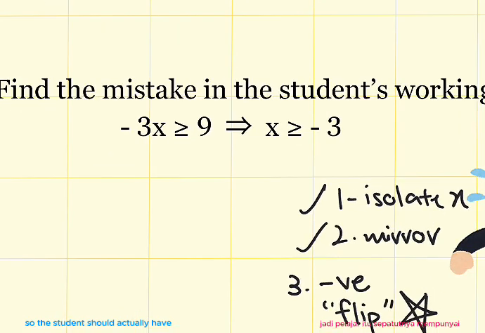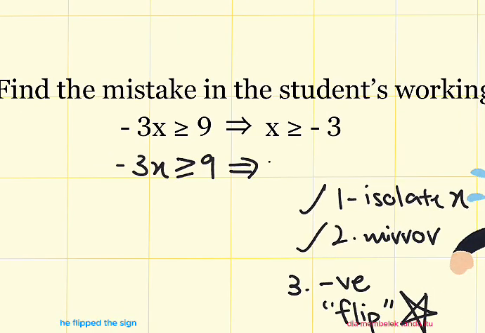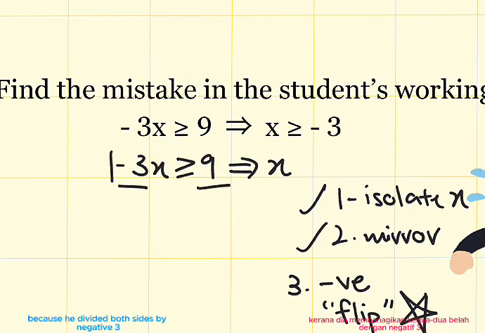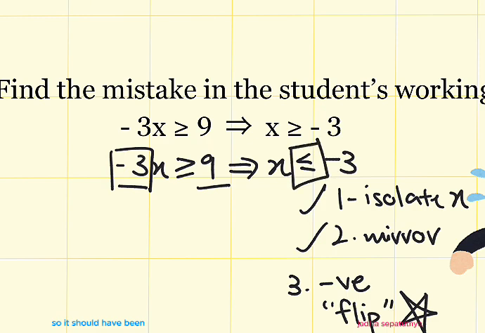So the student should actually have flipped the sign because he divided both sides by negative 3. So it should have been less than or equal to negative 3.